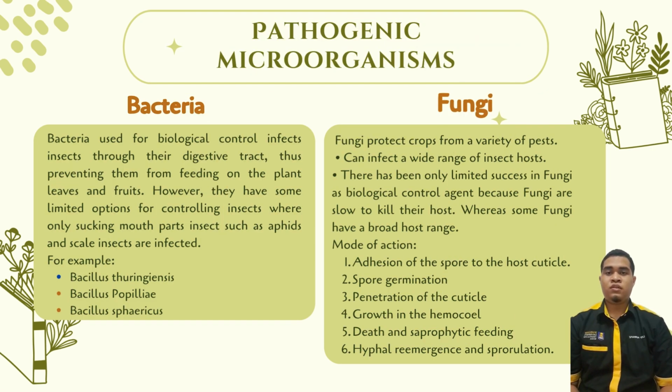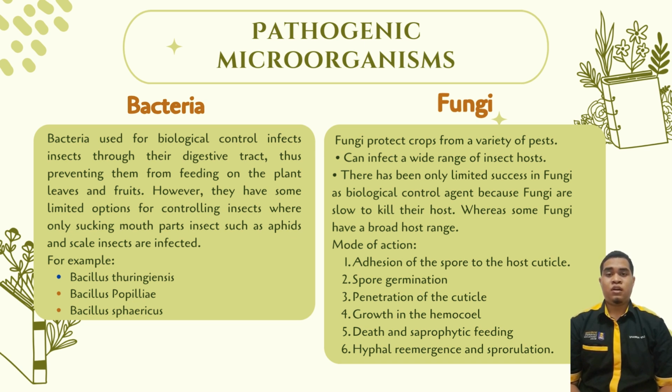Thirdly, there are bacteria. Bacteria used for biological control infect insects through their digestive tract, thus preventing them from feeding on the plant leaves and fruit. However, they have some limited options for controlling insects, where only sucking mouthpart insects such as aphids and scale insects are infected. For example, Bacillus thuringiensis is the most widely applied species of bacteria used for biological control, and it can be used against Lepidoptera, Coleoptera, and Diptera.